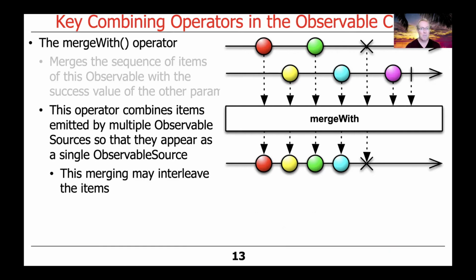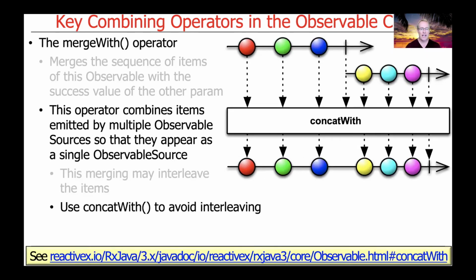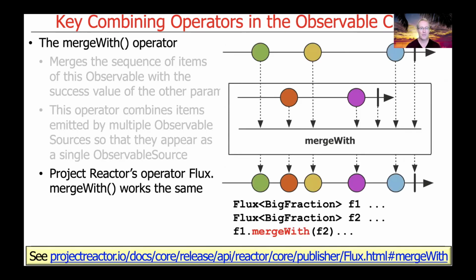This merging may or may not interleave the items. It depends on various factors. If you want to avoid interleaving, if you want to put all the items in the first observable first and all the items in the second observable second, then you should use the concatWith operator, and that will avoid interleaving. Note, however, that sometimes the mergeWith operator also will do what is effectively concatenation, depending on various factors such as whether you're doing things concurrently or not.